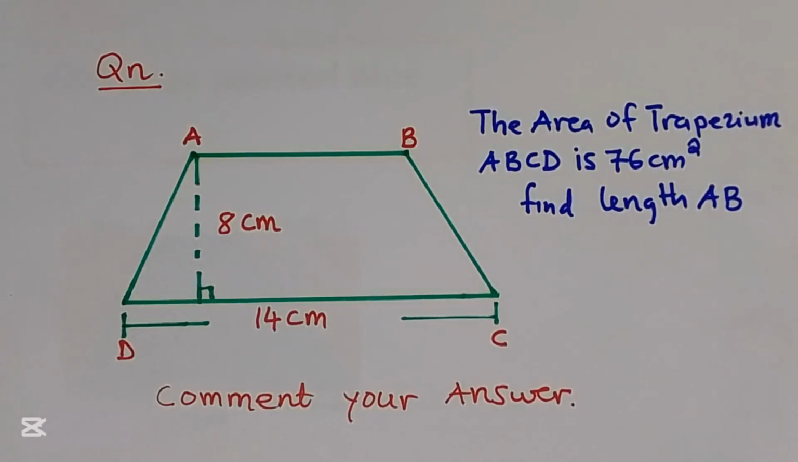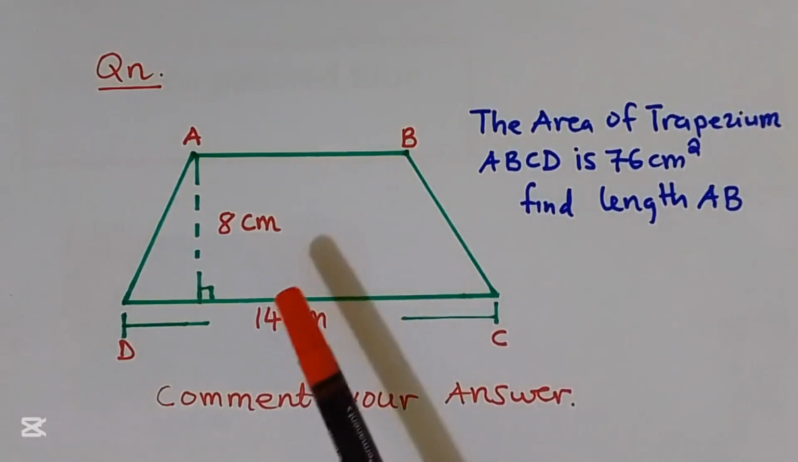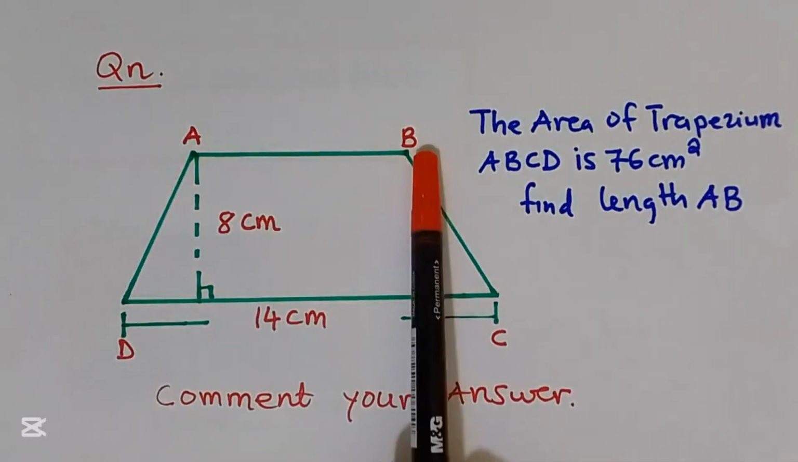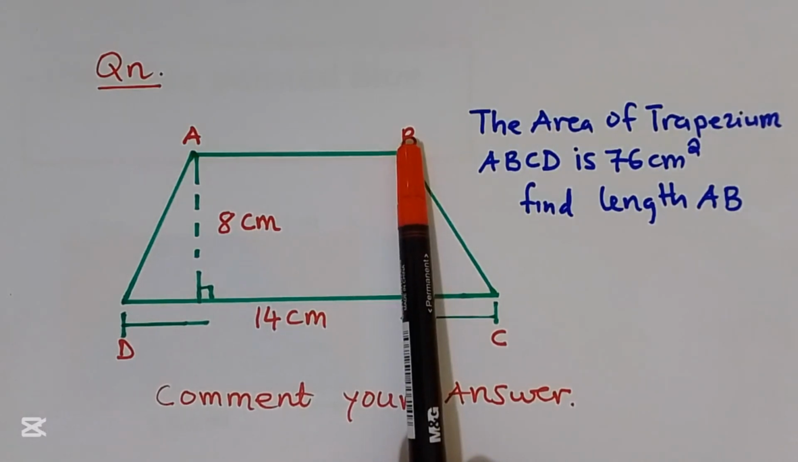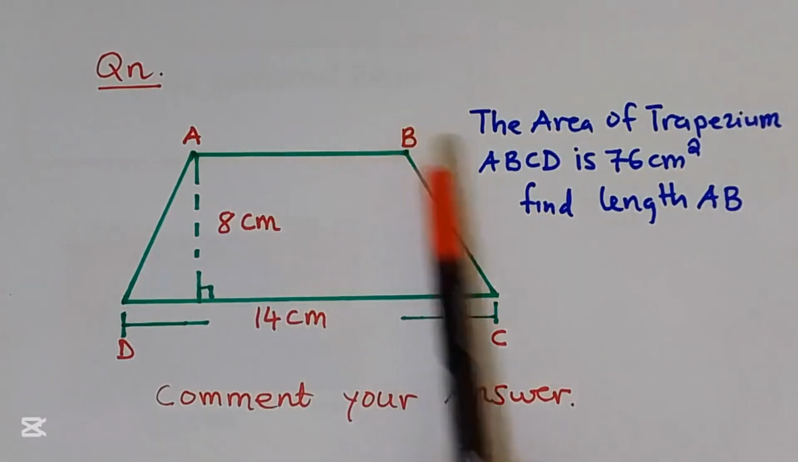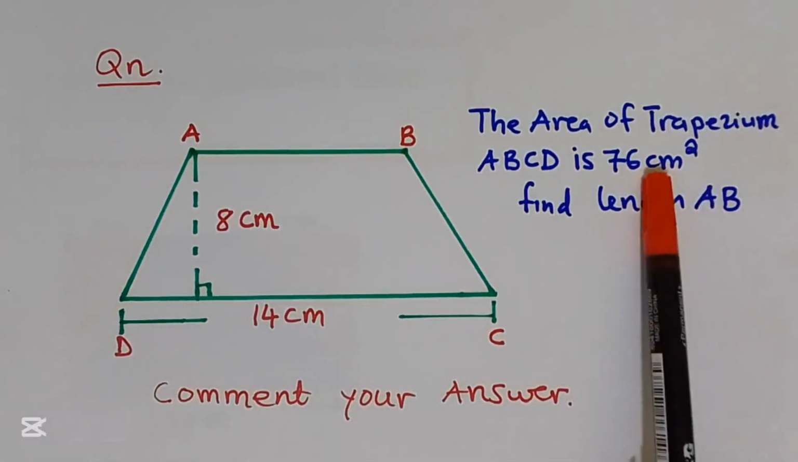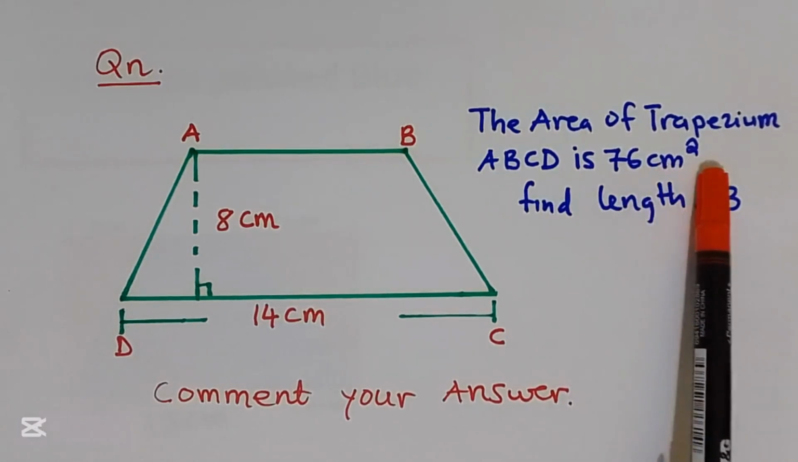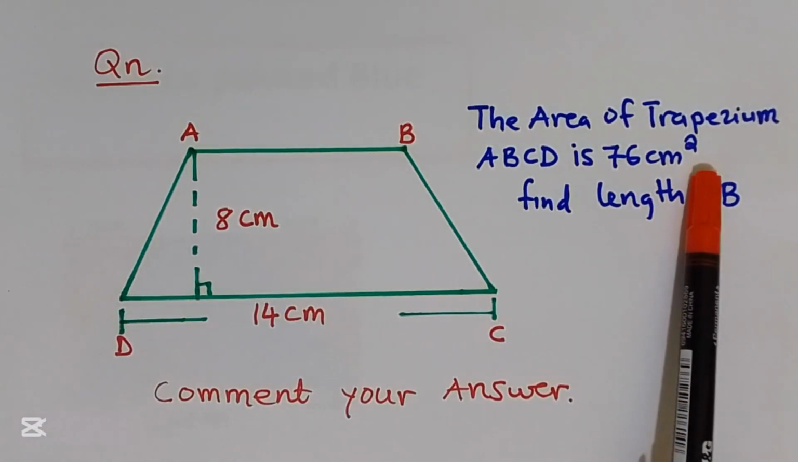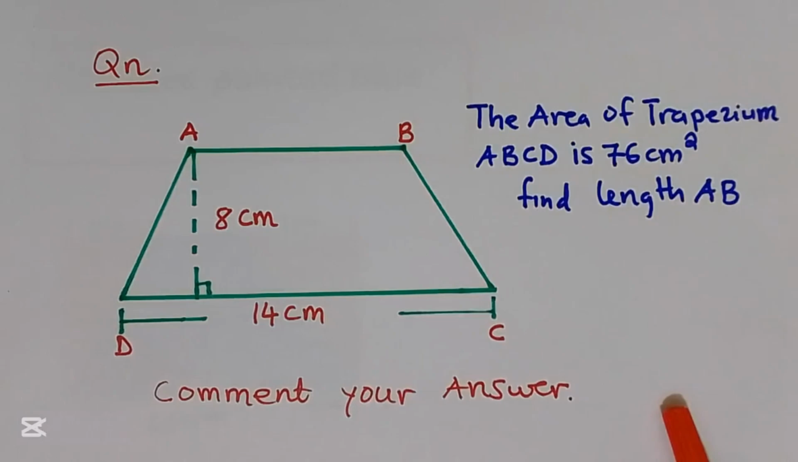I hope you understand. Let me leave you with the question. You're supposed to find the length AB given the area of trapezium ABCD is equal to 76 centimeter square. I will be happy to see your answer.